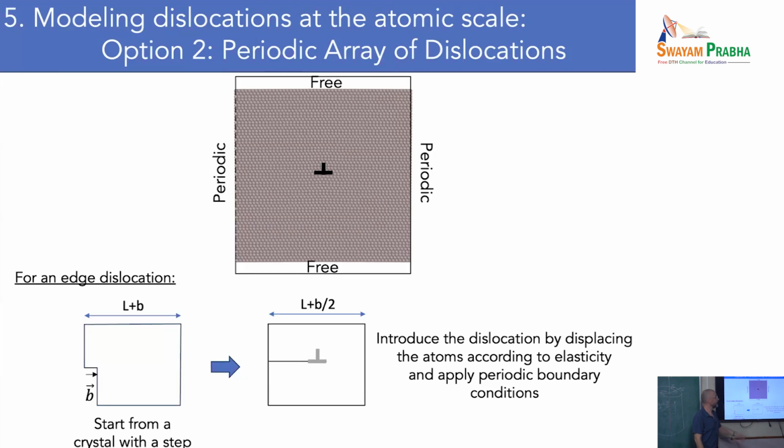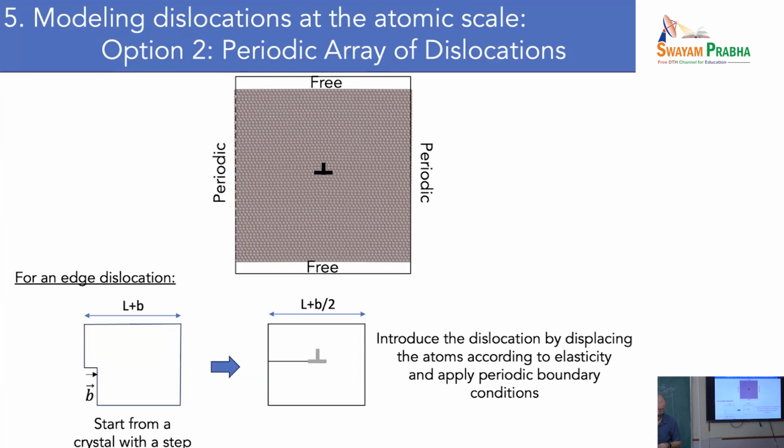The bad thing is that the dislocation here will interact with its periodic images. And we know that the interaction is long-ranged, so we know that there will be effects. For example, if you put a defect inside and you force the dislocation to interact with the defect, the dislocation will bow out, and we know that the bowing out will be limited by the interaction with the periodic images. It's always smaller than what it should be.